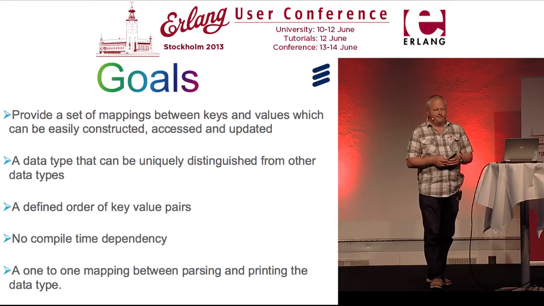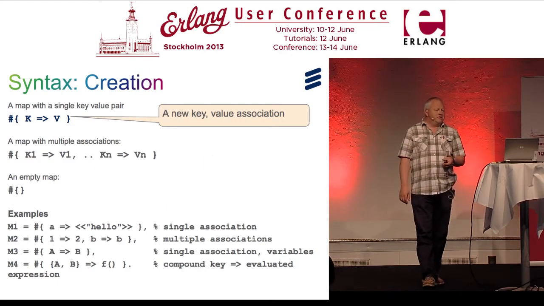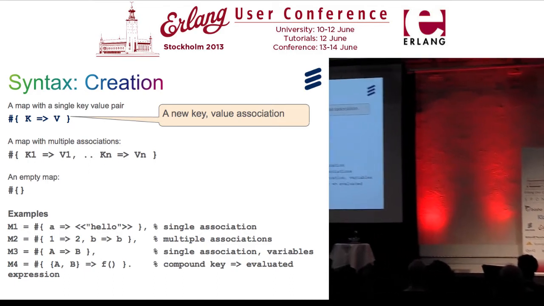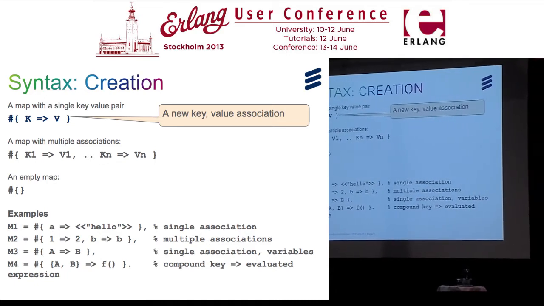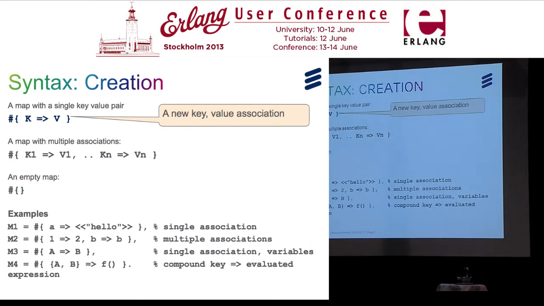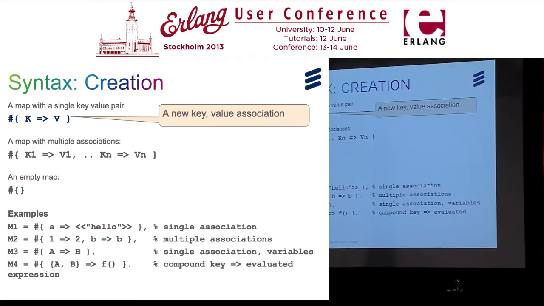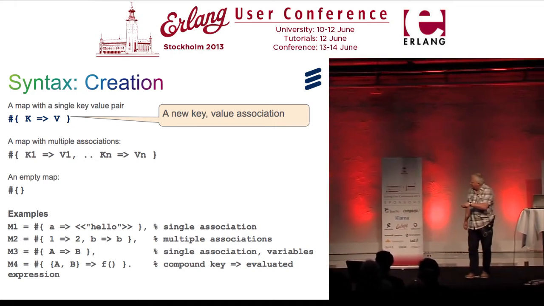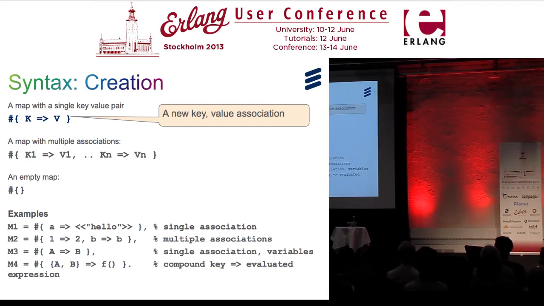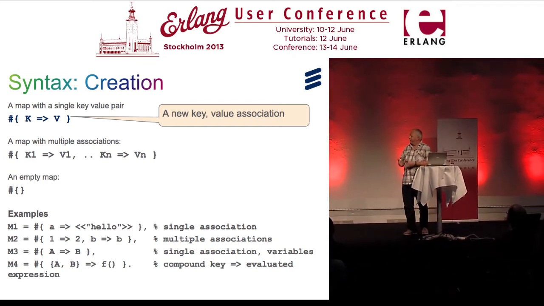So here's the syntax. First thing there is how to create the map, a new key with a value v there. And of course you can also create several key value mappings at one time, and you can create an empty map. And you have some examples down there. For example, this last one has a compound term as a key. It's the tuple A, comma B. It's an expression that's evaluated, and that will be the key.